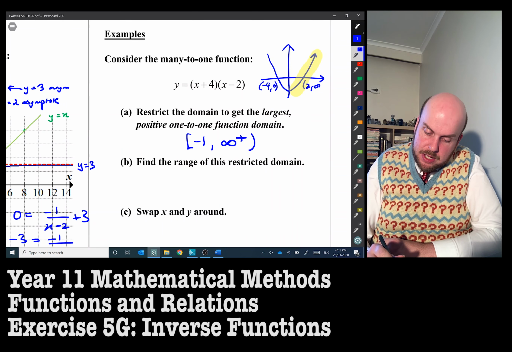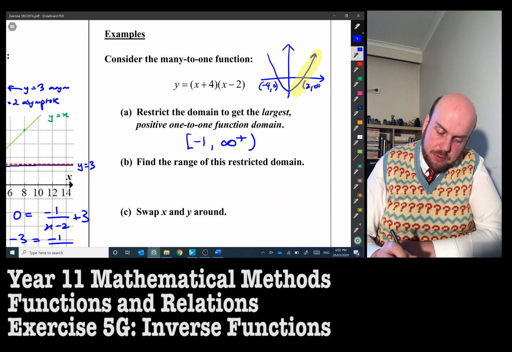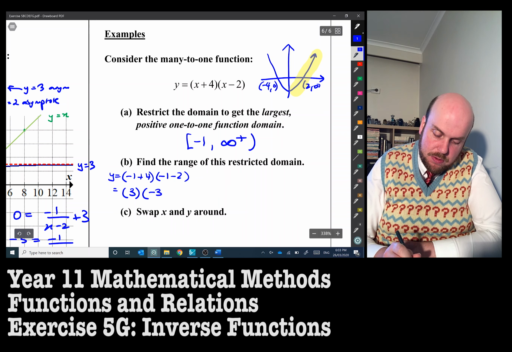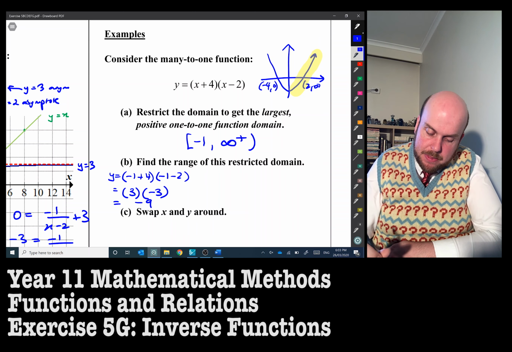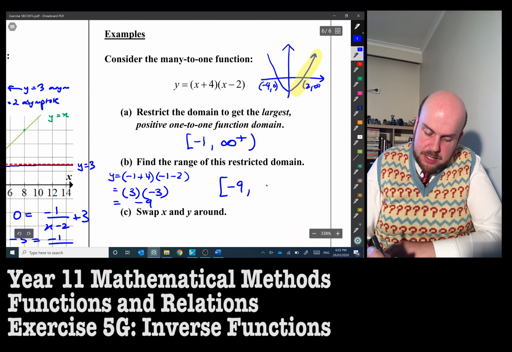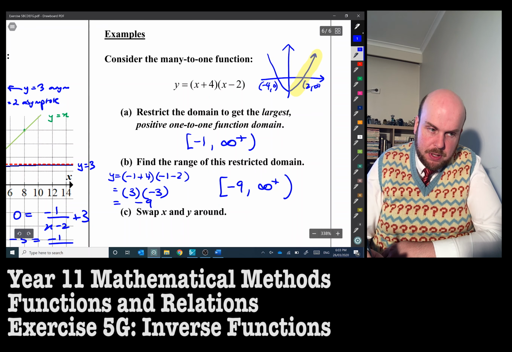The range of that, well, we better find where that turning point is. So I'm going to substitute -1 into my equation, so I know the y value of the turning point. So it's 3 times -3, so that's going to be -9. That means that's my lowest value, and it goes up to infinity, so the range is -9 to positive infinity.